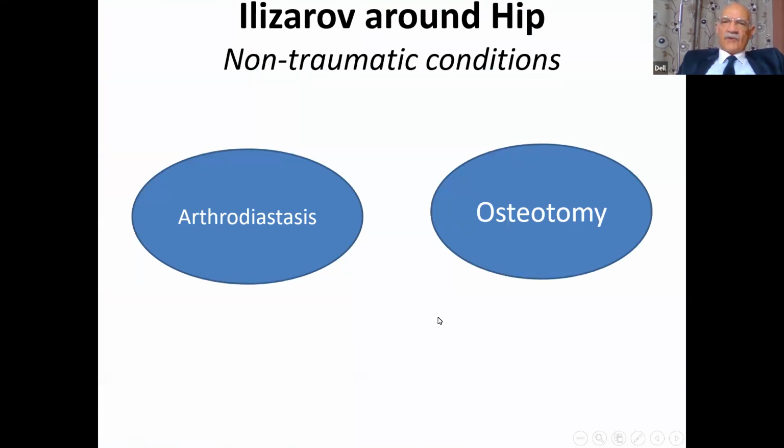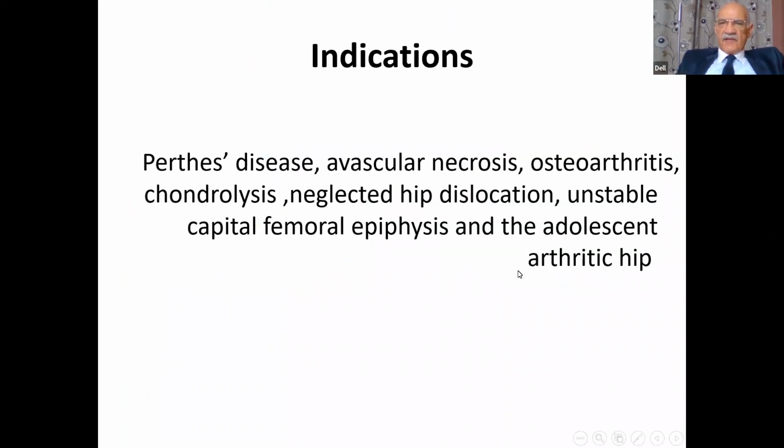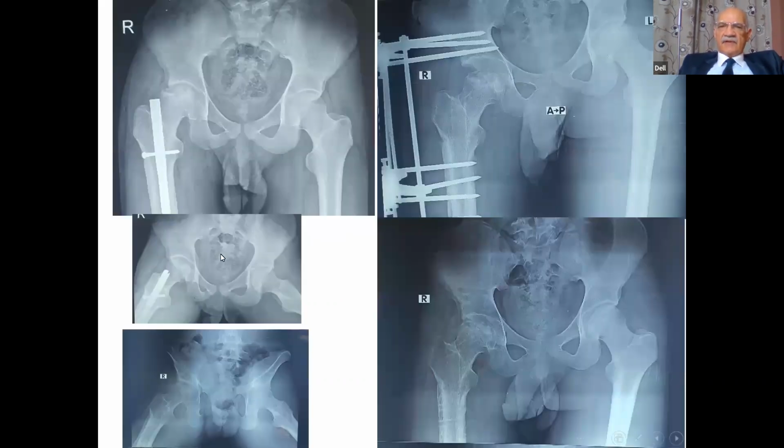These were the traumatic conditions. What about the non-traumatic conditions? We used the Ilizarov principles for arthrodiastasis or osteotomy. We have many indications like Perthes disease, avascular necrosis, osteoarthritis, chondrolysis, neglected hip dislocation, unstable capital femoral epiphysis, and adolescent arthritic hip. And this is an example of avascular necrosis after intramedullary nailing of a femur fracture, and this is arthrodiastasis, and this is the picture.